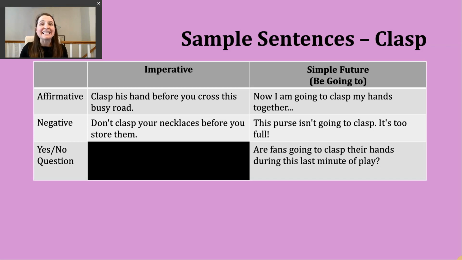Today, we're going to use be going to make simple future sentences.